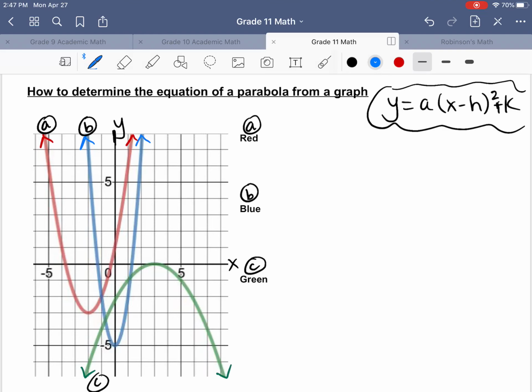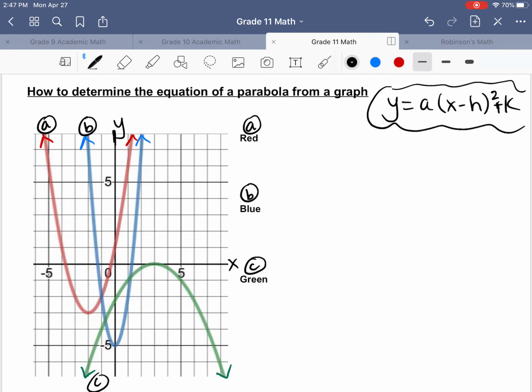Let's take a look at how to determine the equation of a parabola from a graph. We're going to be writing our equation in vertex form: y is equal to a times (x minus h) squared plus k. What we're going to do is take them one by one, and the first thing we're going to do is identify the vertex.